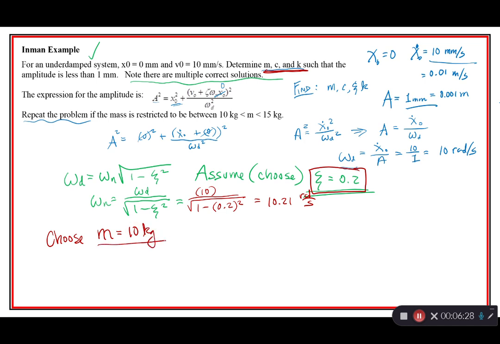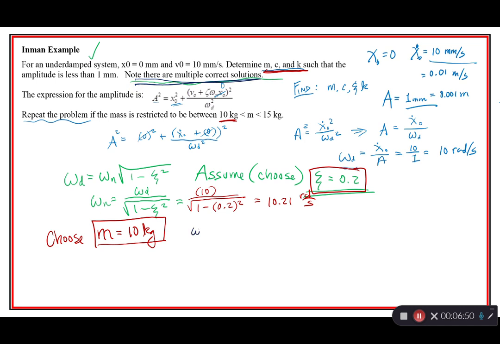And you say, why? Well, they gave us that range right there. It's on the lower end of the range, so I might as well use the lower value. It seems kind of weird just to pick a value, but if there are multiple correct solutions, try it. If things get messed up, then try something else.